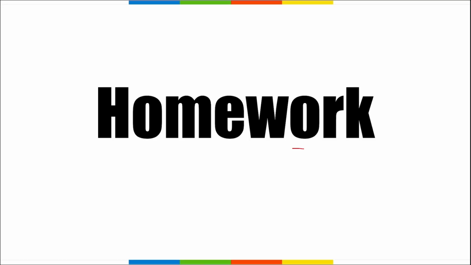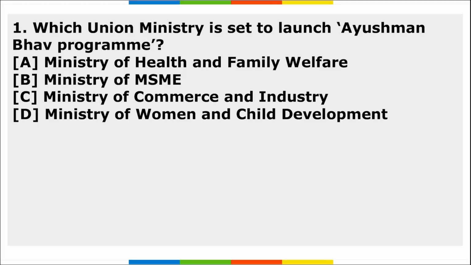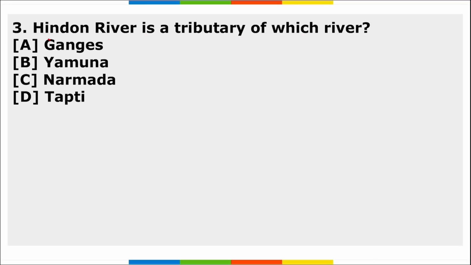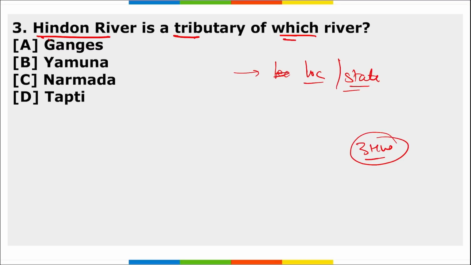Now friends, it's time for homework. Right. These homework questions are important and they will be helping in your preparation. First, which Union Ministry is set to launch the Ayushman Bhav programme? Second, what is the name of the internet ransomware virus regarding which CERT-In issued an advisory? Next, Hindhan River is a tributary of which river, and what is the state in which it is located? Right, so these are your 3 homework questions, friends. I hope you have understood the assignment.